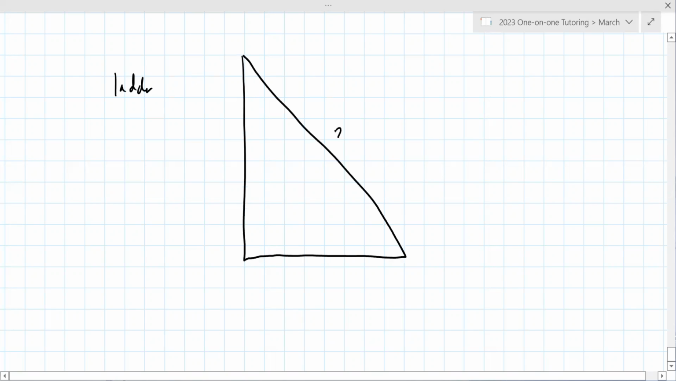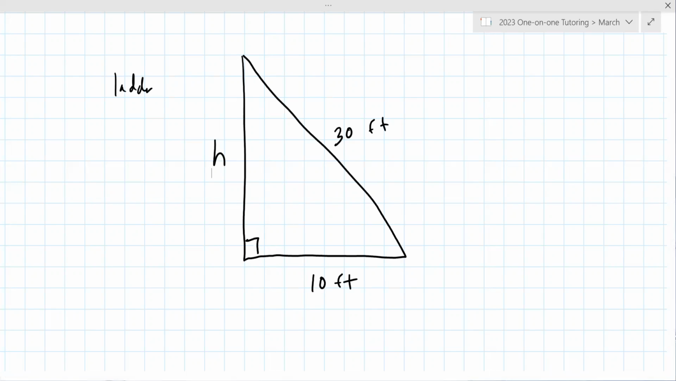Okay, so let's do a ladder problem here. We'll do an easy one, and then I think I've got a harder one on one of my question of the days I put up. So let's say the ladder is 30 feet and you want to be exactly 10 feet from the wall. How high can you go on the ladder?